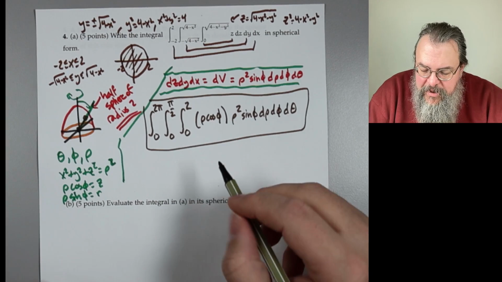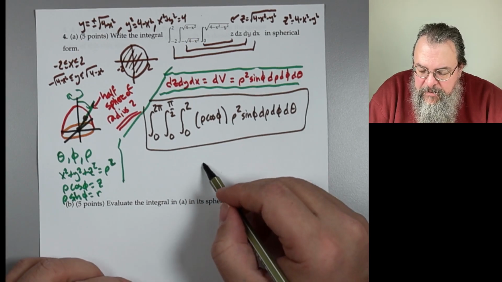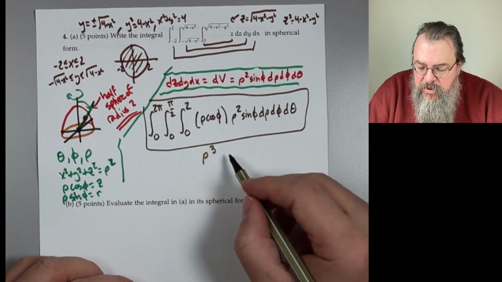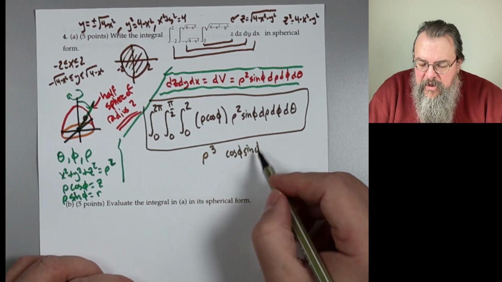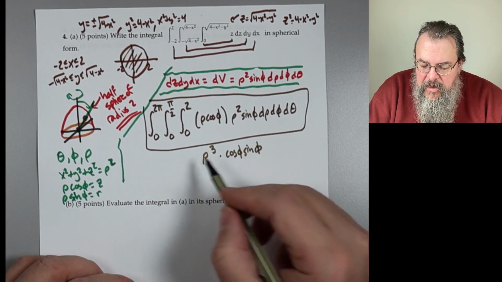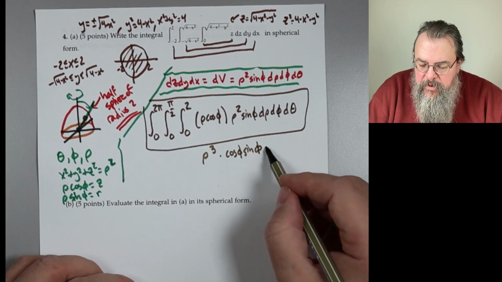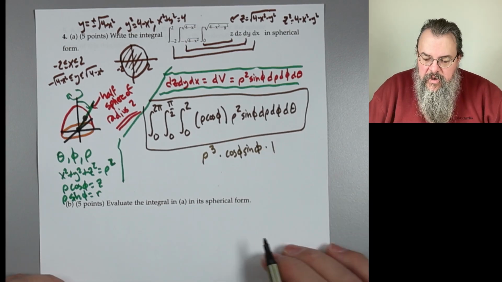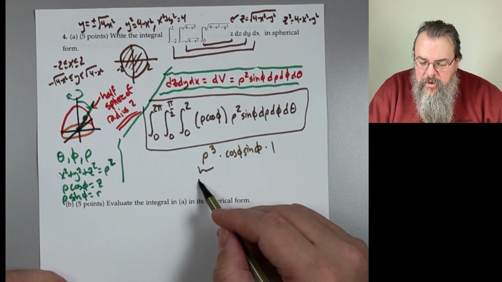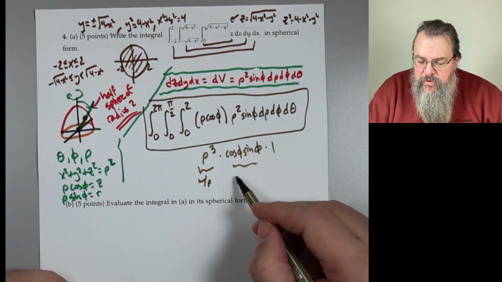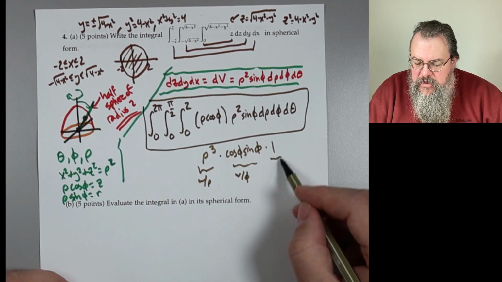So if you think about your function, what do we have? Well, we really have rho cubed, and then we have cosine phi sine phi. And okay, great. And then we also have, floating in the background, 1. So we say, okay, so this is our part of rho. Here's our part with phi. And then here's our part with theta.